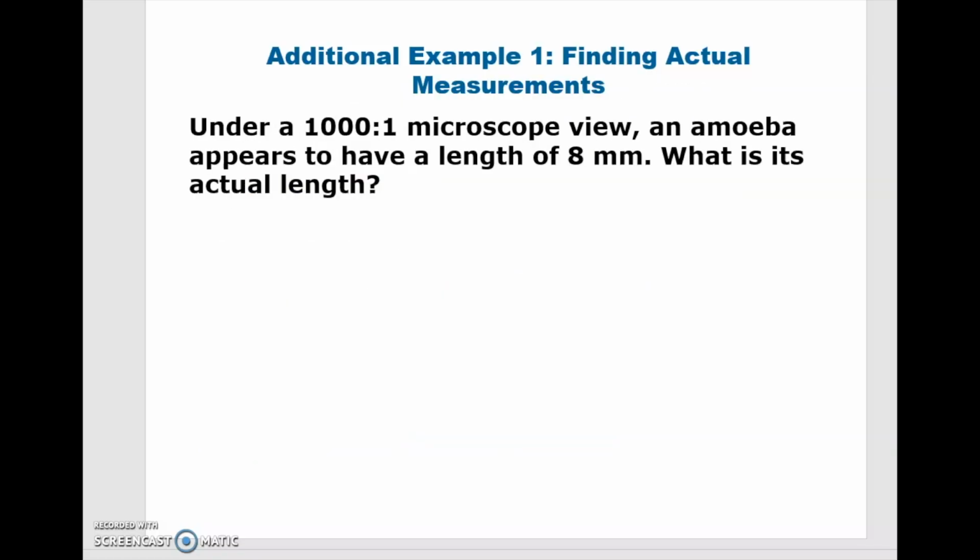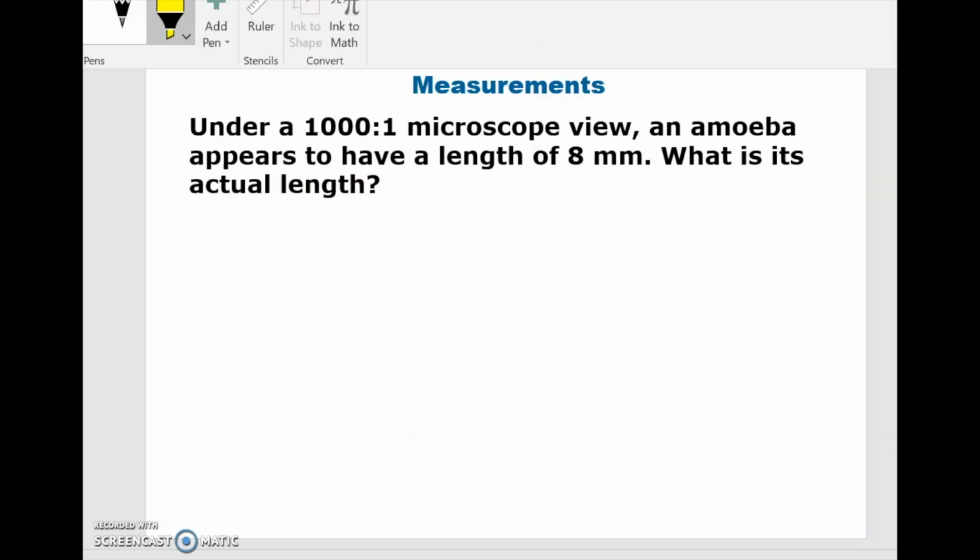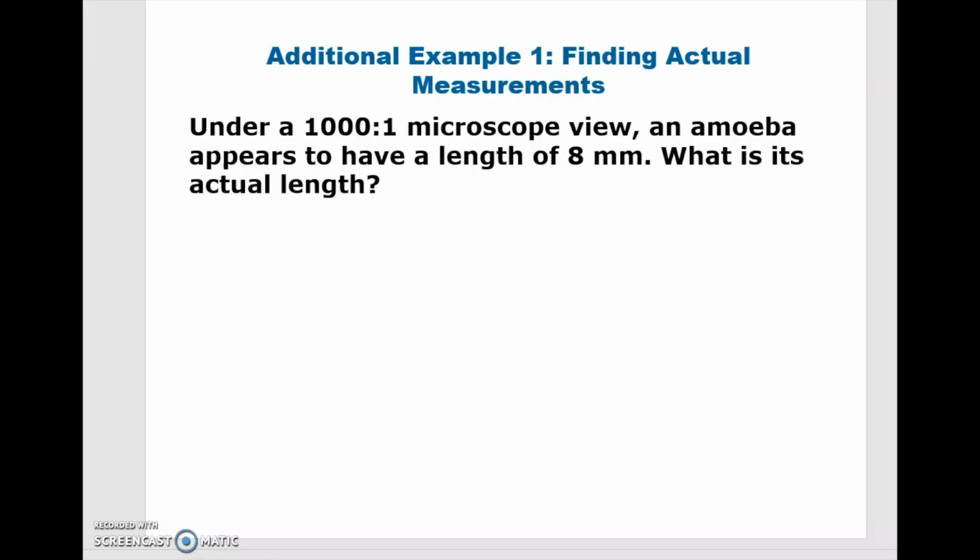So here's our first example that we're looking at. And so what we have is a microscope. So think about the way a microscope works. It takes something small and makes it bigger. And this is a 1,000 to 1 microscope. So that's our ratio, 1,000 to 1.